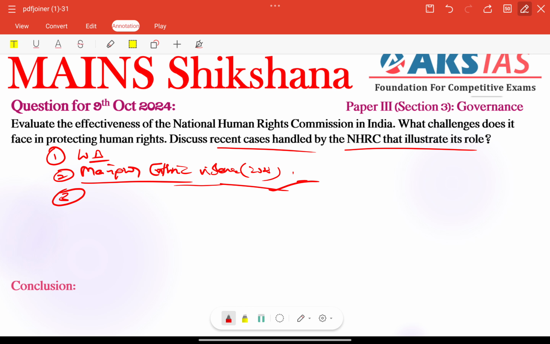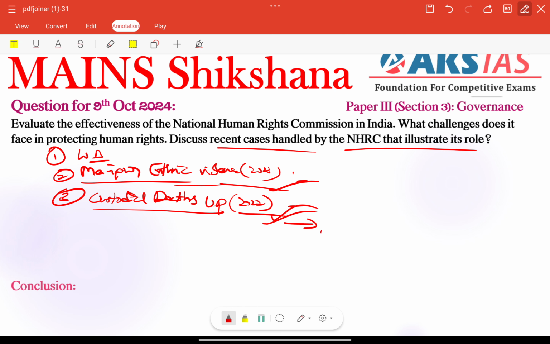Right. Next, we have custodial deaths. Custodial deaths in Uttar Pradesh, especially in 2022. Right. So it intervened in multiple custodial death cases in Uttar Pradesh. That is also very important. Compensation to the victims' families and stricter police accountability were also recommended by NHRC here, right? This led to reforms in state police training on human rights also. That is the effectiveness of this particular body, right?